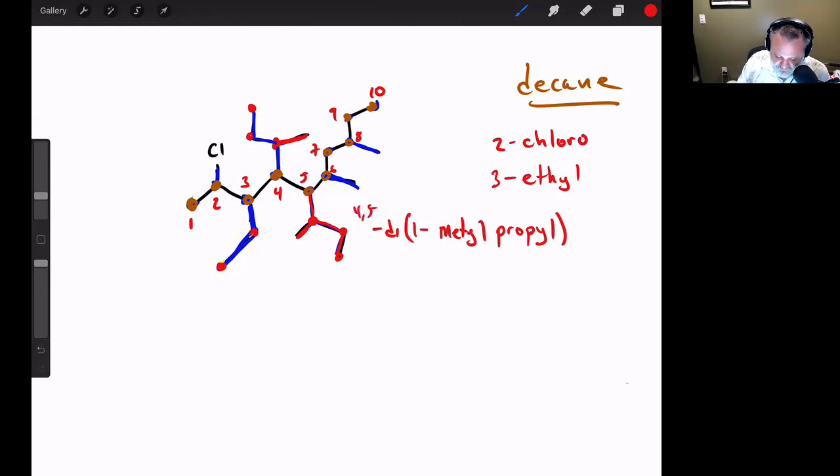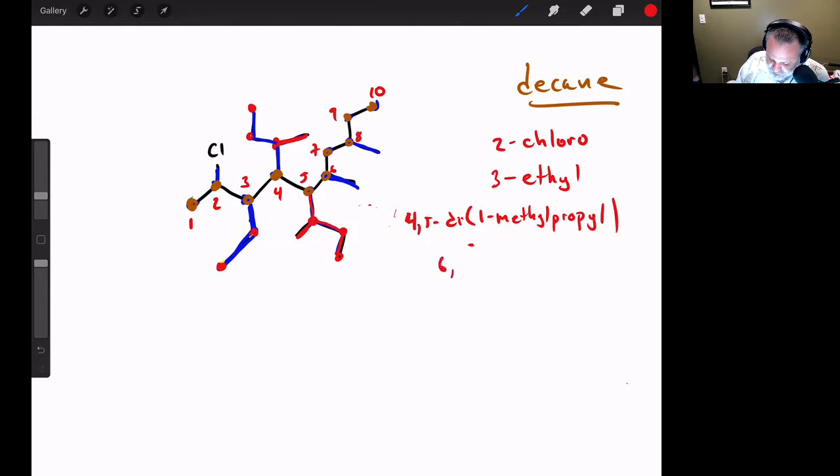And so I kind of scrunched that up, so let me just erase that and I'll rewrite it so that it's not confusing. I would have 4, 5 di 1-methyl propyl as the 2 groups there. And then it looks like I have a 6, 8 dimethyl. And so let's put it all together.